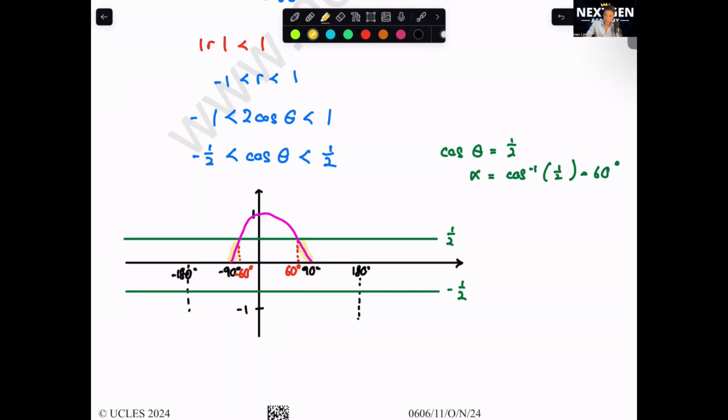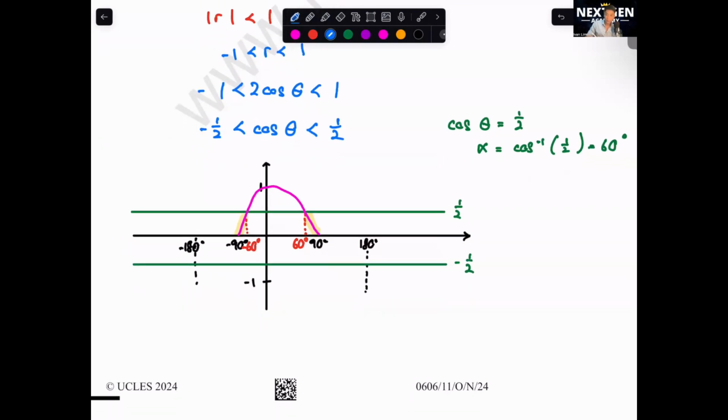Quite different, right? How they structure this question. Your final answer will be from -90 to -60 degrees and from 60 degrees to 90 degrees.